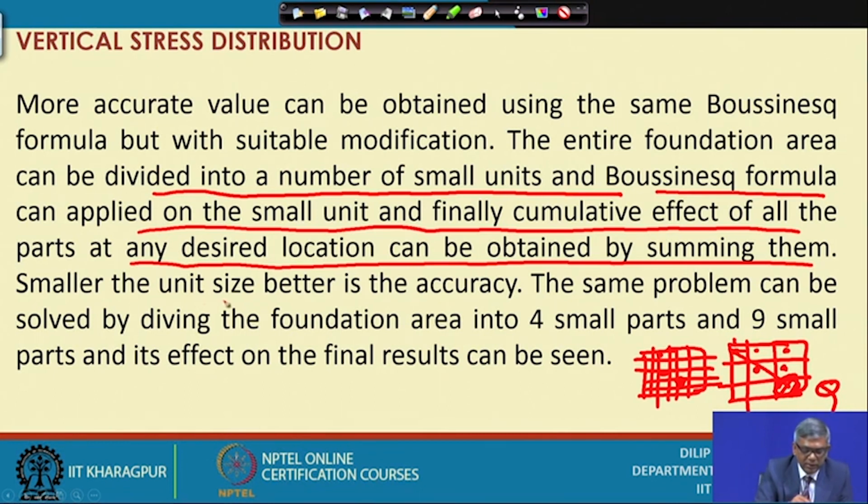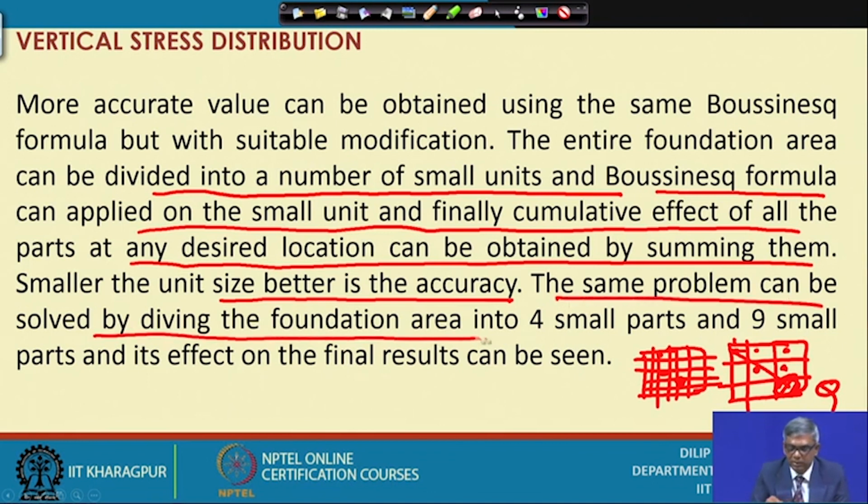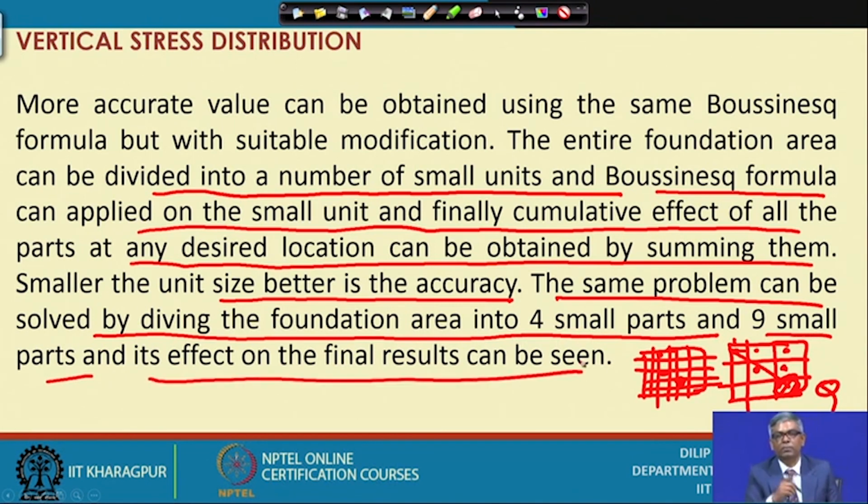You can see, the smaller the unit size, the better the accuracy. That means, if I make my mesh very small, then I will get more accurate results, but for practical work you need not do that. You can do a few divisions, that will be enough. That I will show you by some calculation in the subsequent slide. The same problem can be solved by dividing the foundation area into 4 small parts and 9 small parts, and its effect on the final result can be seen. That means, the foundation I have taken is 3 meter by 3 meter, and I will now divide it into 4 parts once, and then again into 9 parts, and I will see how the results are.